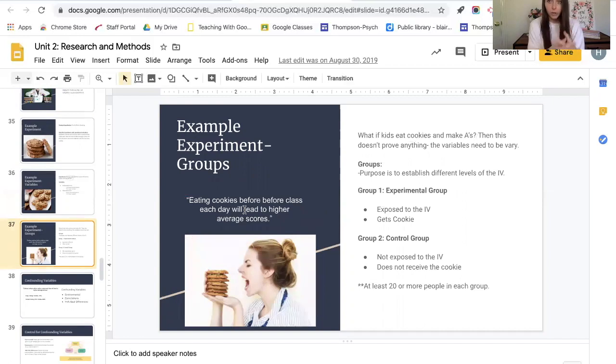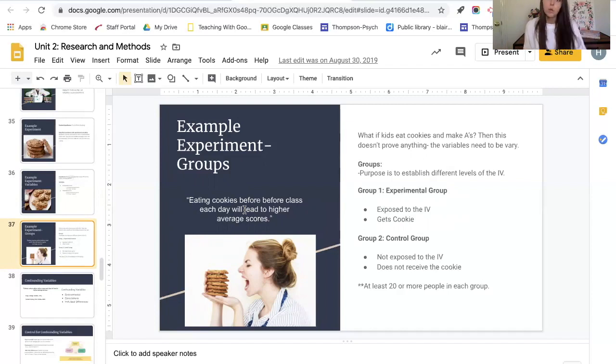They're the experiment group. But then you also have to have a group to compare it to. So you have to have a control group, and they don't get the independent variable. Everything is normal with them. And then you have to make sure that you have at least 20 people in each group. That's actually a pretty small number. They like to do bigger groups for experiments. But if you're trying to do an experiment with 5 people, it's probably not going to be statistically significant.